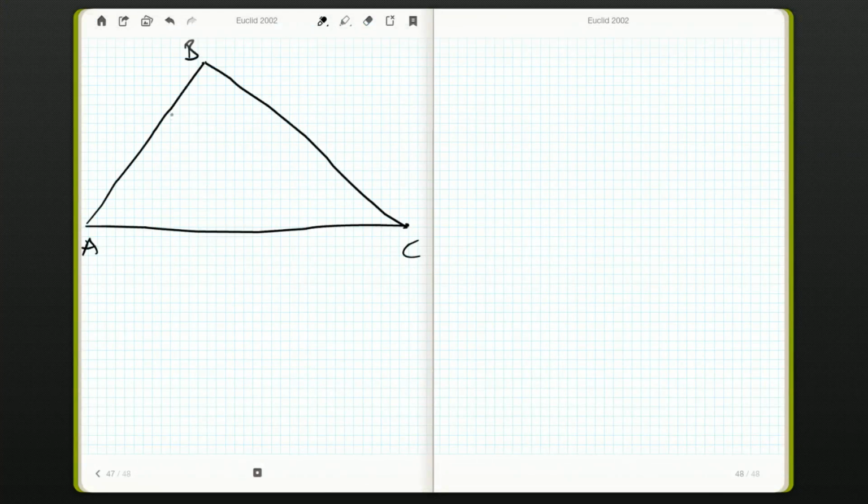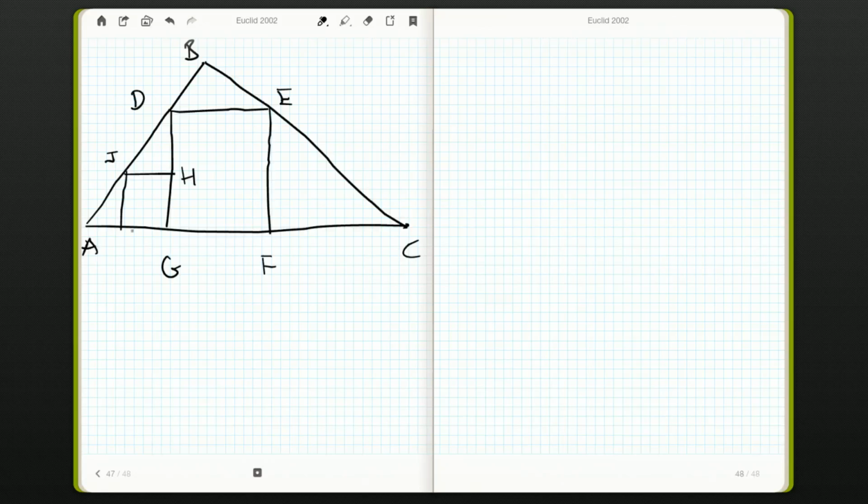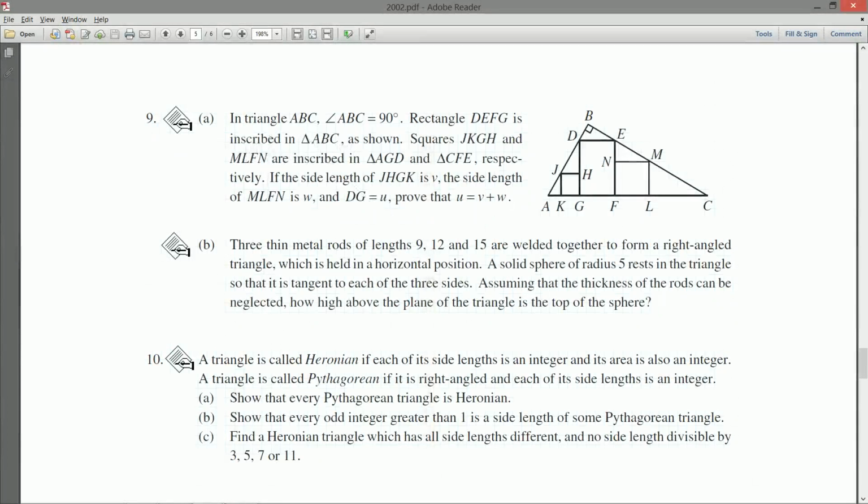Okay, ABC, and then we have rectangle DEFG, and then we have a square in here, GHJK, we have another one in here, FN, and then I think it was M and L here. Okay. So let's just double check that we have that all right. Looks like it.